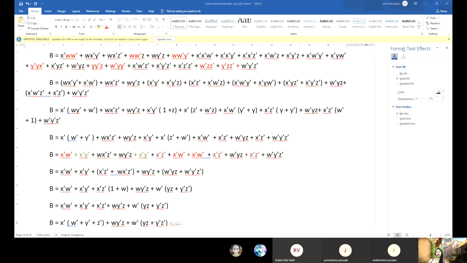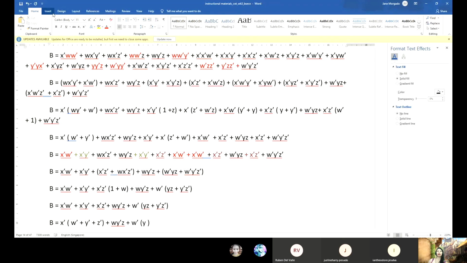Hindi siya NOR. Y prime Z prime plus YZ, it's like 0, 0 plus 1, 1 would have an output of 1. So what gate is that? XNOR po. Okay, so it is XNOR. Okay? XNOR.